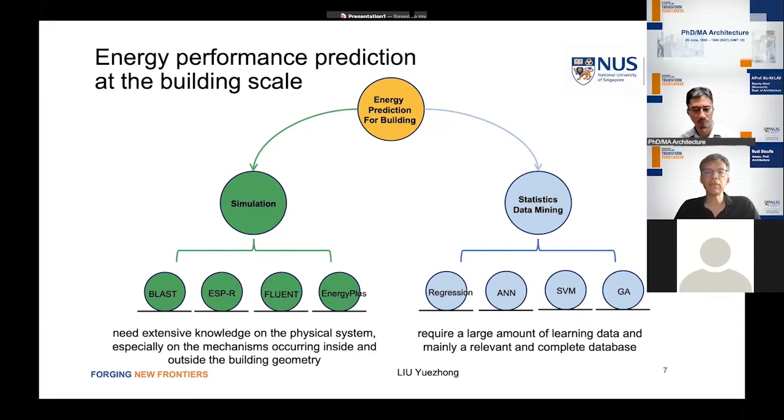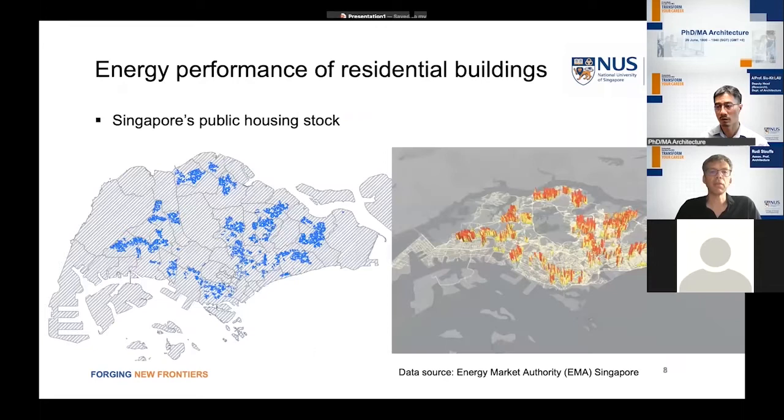So in this particular research project, which was the PhD of a PhD student in architecture, Yezong, he combined the two in order to be able to do a much earlier energy performance prediction at the building scale. And we looked especially at residential buildings and more specifically at Singapore's public housing stock, because 80% of Singapore's population lives in these public housing stock that is developed and maintained by the Singapore Housing and Development Board.